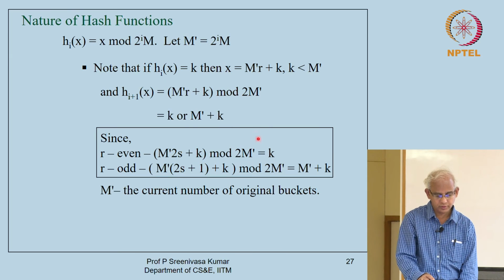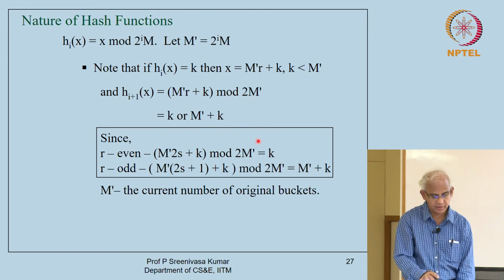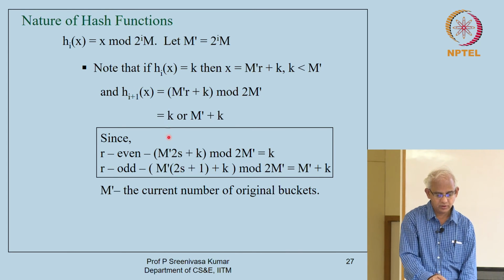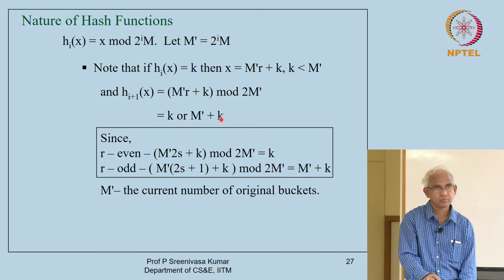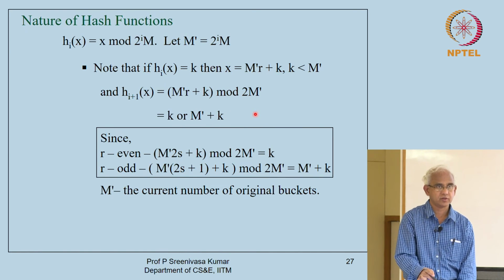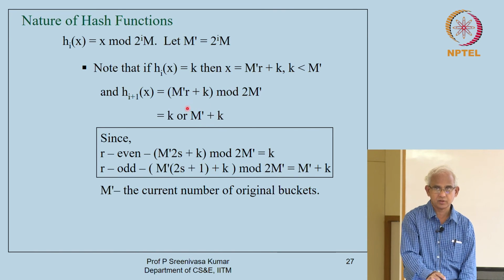So you are guaranteed that if you use the next hash function h_{i+1} on the bucket number, you either get the k that you used to get when you apply the old function, or m′ + k. This is a crucial requirement for us, because this m′ + k is our split image for bucket k.